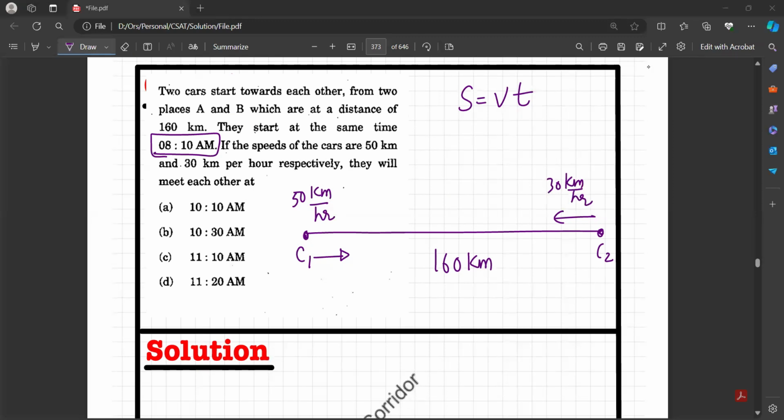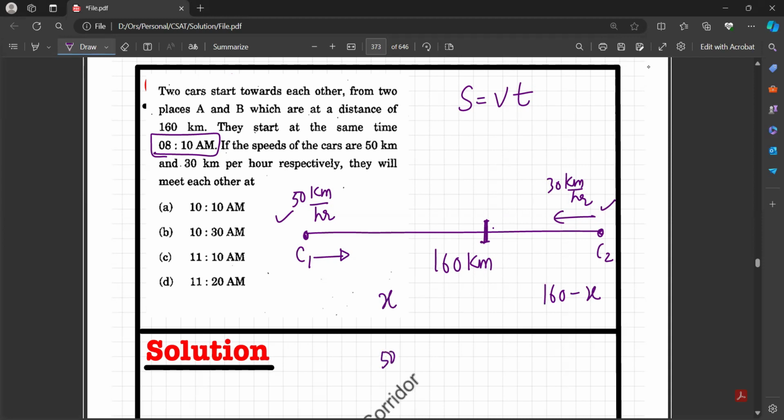Car 1 will travel faster, so car 1 reaches here and car 2 reaches here. Now, when we measure them, both will take the same time, yes or no? They will meet. Suppose you start from 8:10 and this one also starts at 8:10. They will meet together, which means both have traveled the same time. Their distances might differ. If this one travels x distance, this will travel 160 minus x distance.